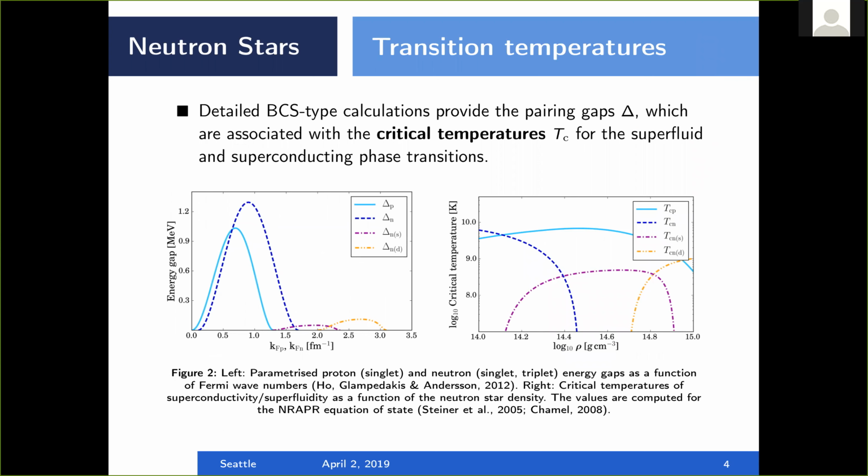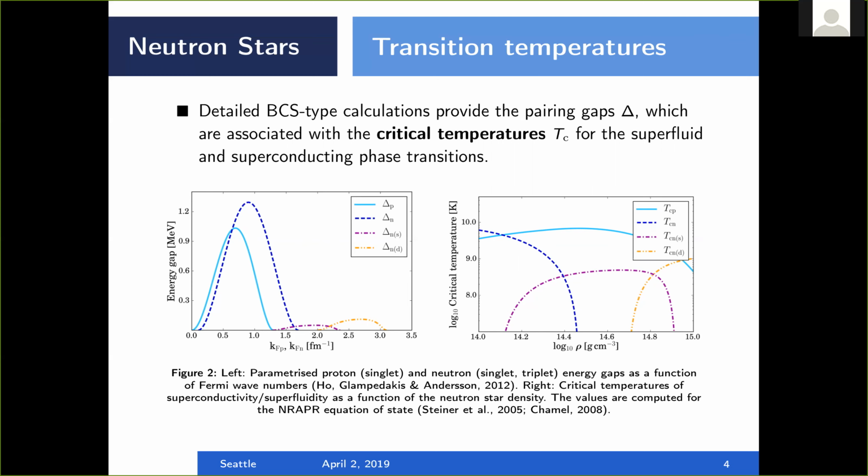For the 3 different systems that we have, people have calculated, using BCS type calculations or generalizations of that, the pairing gaps associated with these distinct superfluid and superconducting components. There are 4 curves here. They're typically for the crustal superfluid and the core proton superconductor, which are plotted here as the solid light blue and the dashed dark blue line. And they're on the order of 1 MeV.